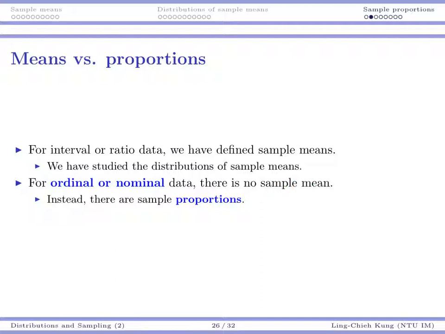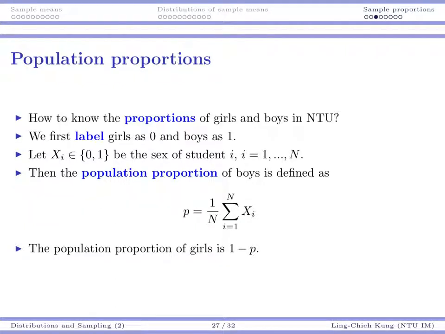However, we have something called simple proportions, to be defined later, and you're going to see that simple proportion can be viewed as a special case of simple mean. And then everything we have from simple mean can be borrowed to ordinal or nominal data. So suppose we are interested in the proportions of girls and boys in NTU. Okay, I want to know it. So let's consider this question.